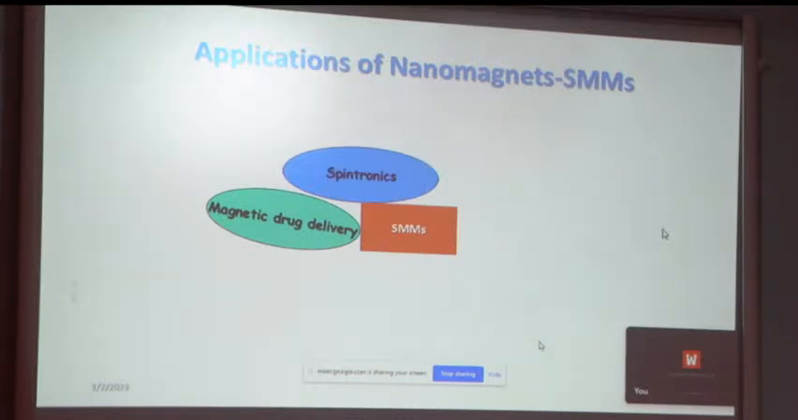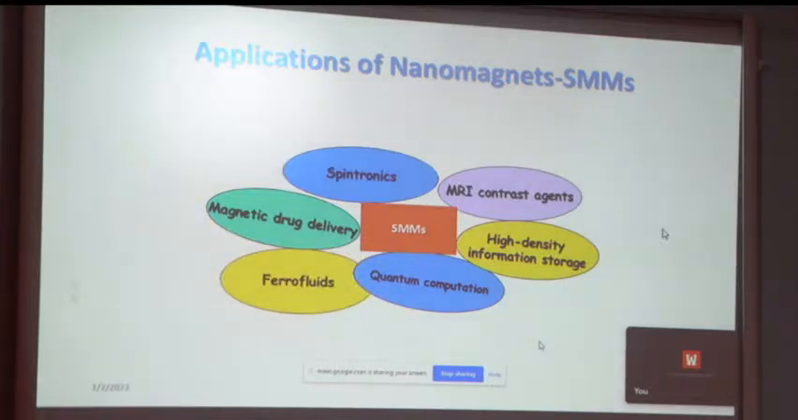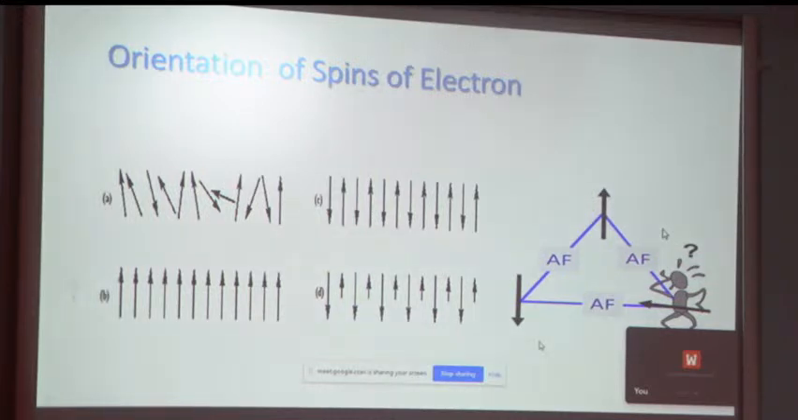They are used in magnetic drug delivery, spintronics, MRI contrasting agents, high density information storage, like I discussed before, and quantum computation, as well as ferrofluids. So actually, we are people playing with the spins of the electrons. Just like I showed here, the spins are randomly oriented, and then on applying a field, we can have ferromagnetic, antiferromagnetic, ferrimagnetic, and spin frustrated systems. We are trying with all those things.